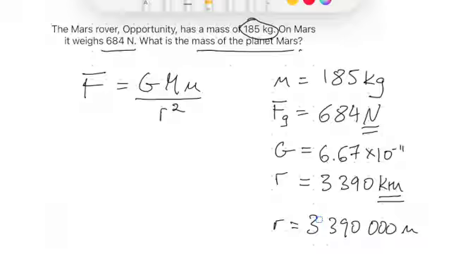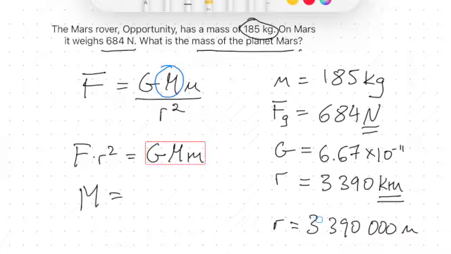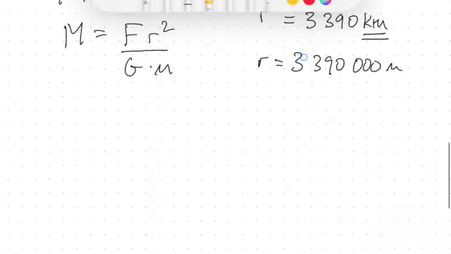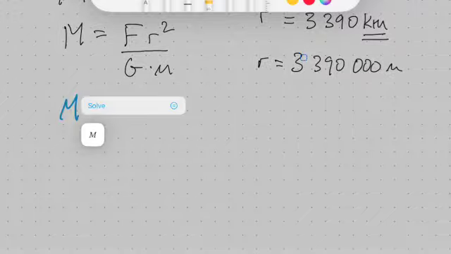So for this equation, I think it's easiest if we begin by arranging everything first. So what are we looking for? We're looking for this m here, the big M. So I'm going to begin by going F times R squared, equals G big M little m, and then divide. Big M equals big F R squared over G times little m. Now we're in a place to plug in all those variables.